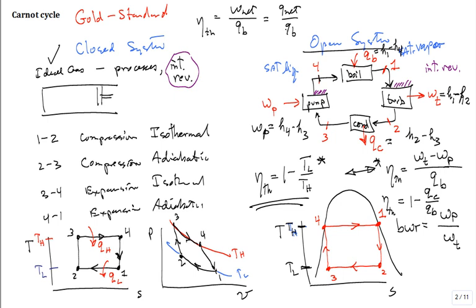Every day I can. That's a good substitution. Q net is Q of the boiler minus Q of the condenser. True or false? 1 minus Q of the condenser over Q of the boiler. Good? Good. All right.